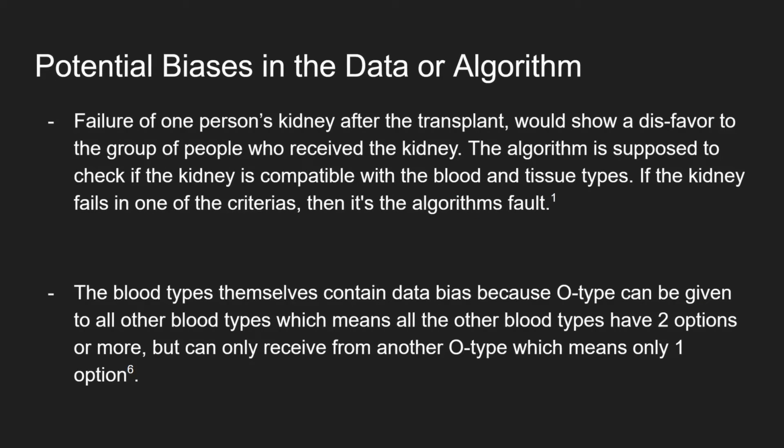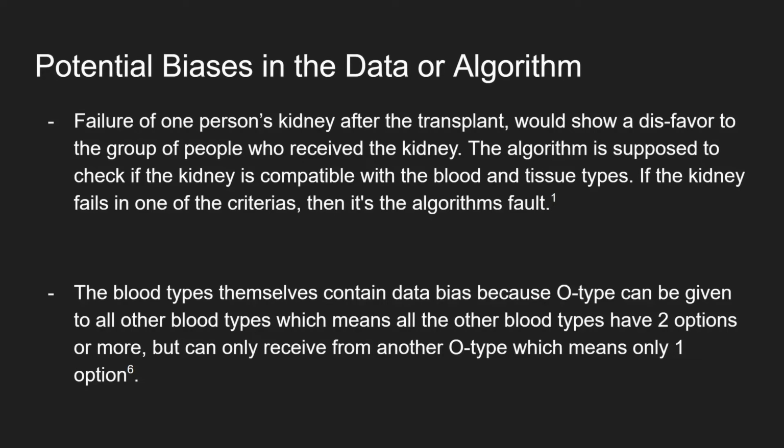One potential bias is the failure of one person's kidney after the transplant. This would show a disfavor in the group of people who received the failed kidney. The algorithm is supposed to check if the kidney is compatible with the blood and tissue type, but if one of the reasons why the kidney failed was one of these criteria, then it's the algorithm's fault.